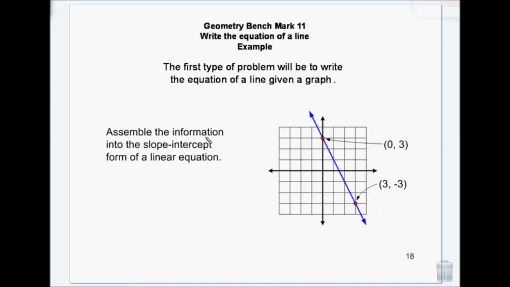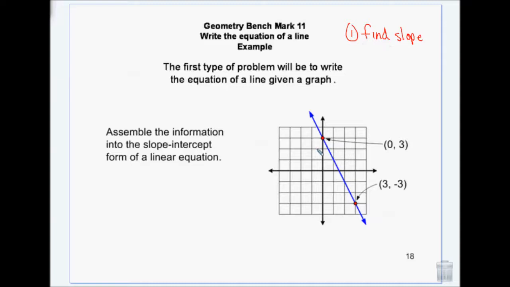Now, the first kind: we have a line, we have a picture, and we want to find the equation of this line. If I have a picture, there's two ways I can find the slope. So the first step is to find the slope.